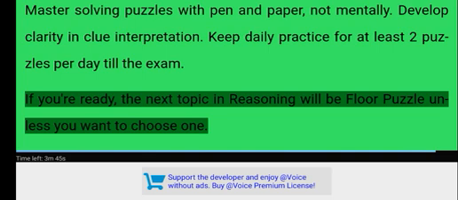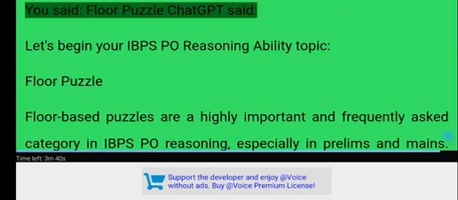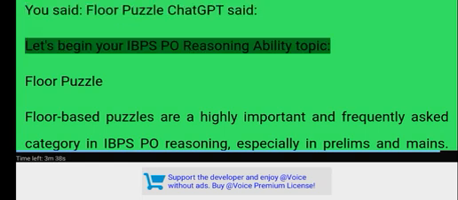If you're ready, the next topic in reasoning will be floor puzzle unless you want to choose one. You said, floor puzzle. ChatGPT said: Let's begin your IBPS PO reasoning ability topic.